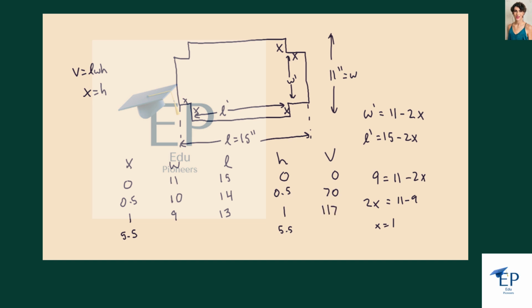And if we have x equals 5.5, well, in this case, if we plug 5.5 into here, 2 times 5.5 is 11, so our width is going to be 0. Our length is going to be 15 minus 2 times 5.5, which is 15 minus 11, and so that's going to be 4. And then our volume is going to be 0 because our width is equal to 0. So that's our completed table there. Hope that made sense, and I hope that helped out.